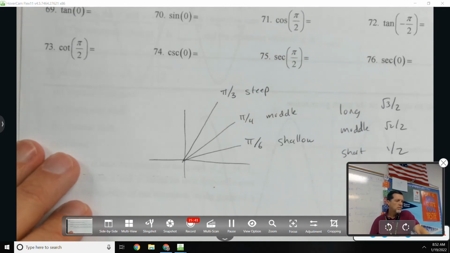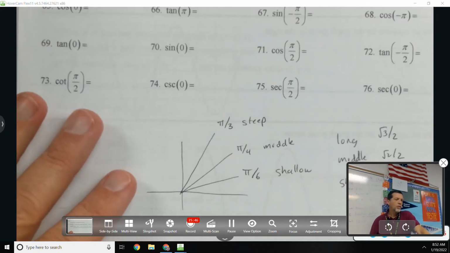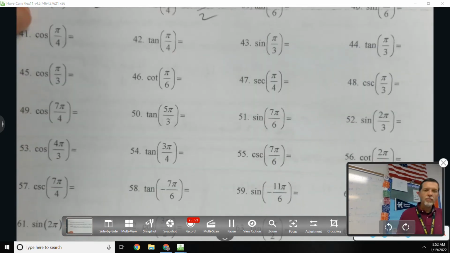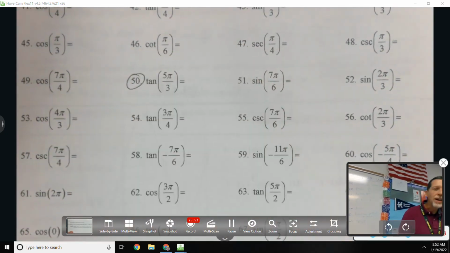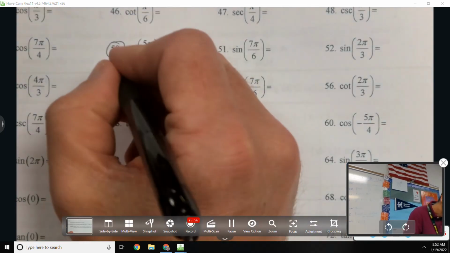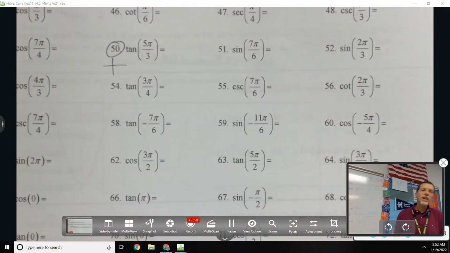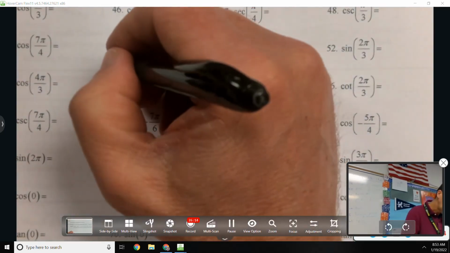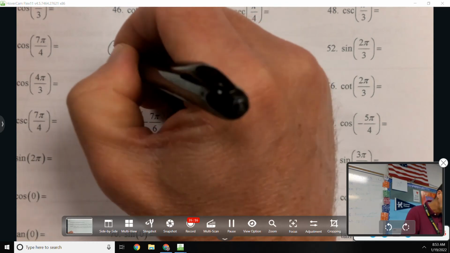So let's do a tangent, because that's weird, right? Let's do the tangent of 5 pi over 3. Where did that one go? Number 50. So where's 5 pi over 3? What quadrant? That's going to be fourth. It's a steep, because it's almost 2 pi. So quadrant 4, and then over 3 means it's steep. So steep angle, 4th quadrant.